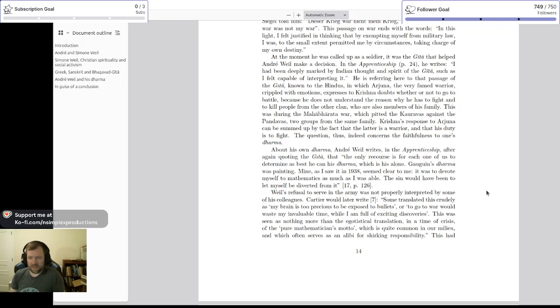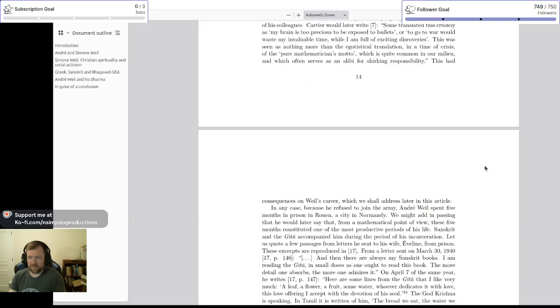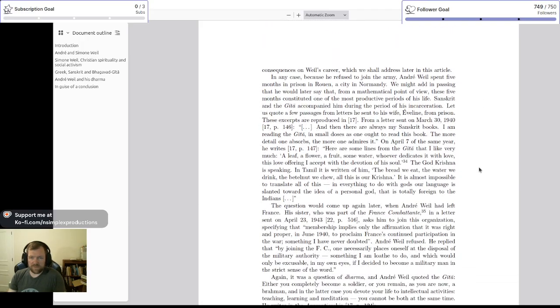Cartier will later write, some translated this crudely as, "my brain's too precious to be exposed to bullets." Or, "to go to war would waste my invaluable time while I am full of exciting discoveries." This was seen as nothing more than an egotistical translation, in a time of crisis, of the pure mathematician's motto, which is quite common in our milieu, and which often serves as an alibi for shirking responsibility. This had consequences on Weil's career, which we shall address later in the article.